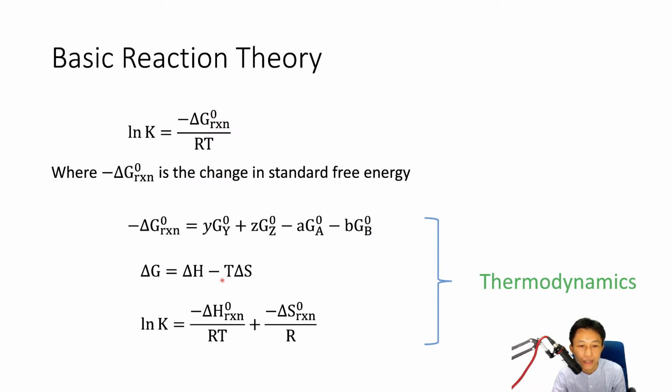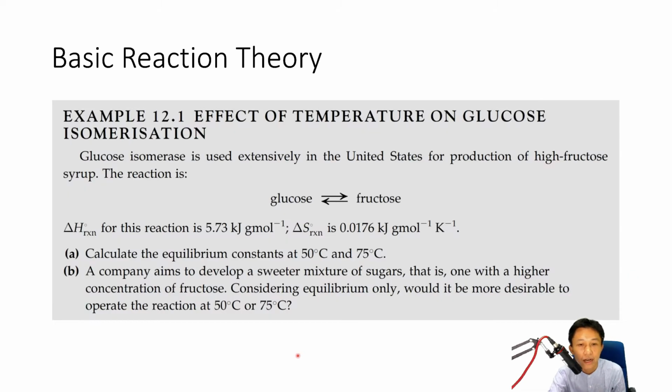So you have this kind of correlation. And at this temperature, the temperature should be in Kelvin, so you need to compare these two. The company aimed to develop a sweeter mixture of sugar. This is high fructose corn syrup. Which one is more? So you just compare the K constant, and then you can see the difference.